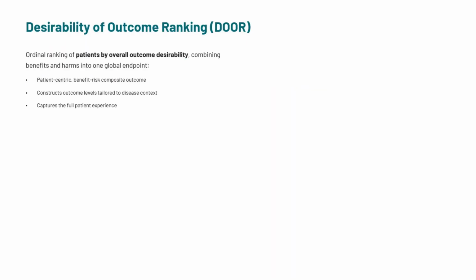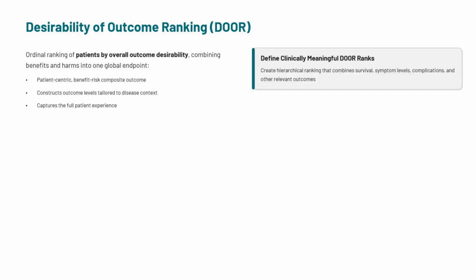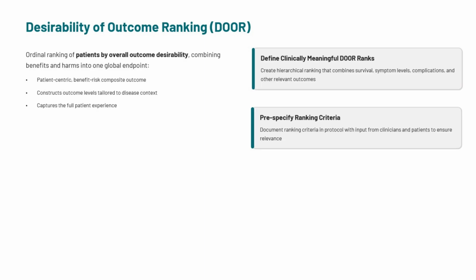The final type of endpoint we'll discuss is the desirability of outcome ranking, commonly referred to as DOOR. Think of DOOR as a benefit-risk dashboard rolled into a single ordinal scale. Instead of reporting separate efficacy and safety endpoints, we rank each patient based on the overall desirability of their outcomes. We do this by first creating a clinically meaningful hierarchy. This hierarchy would be pre-specified in the protocol, with input from partners, so the ranking reflects real-world values.